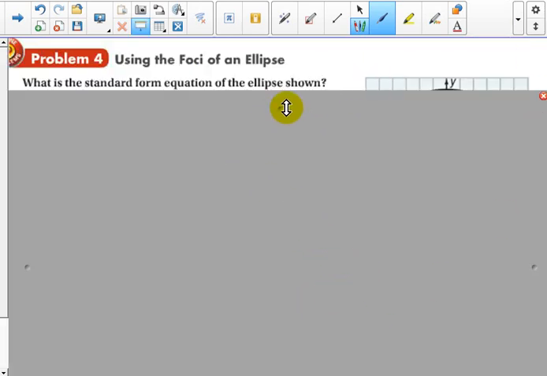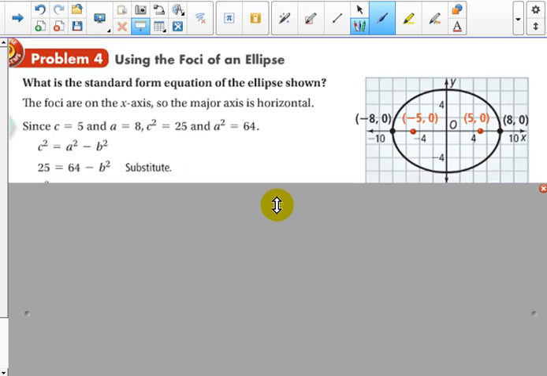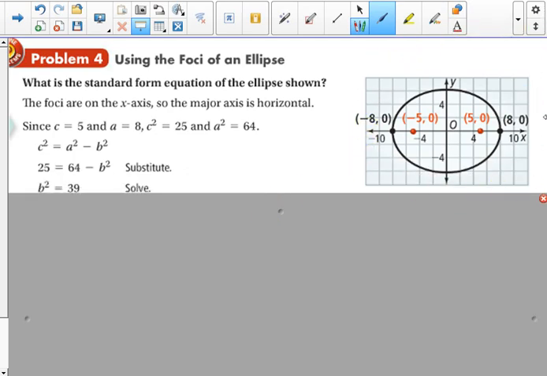Okay, so problem 4, and now we're on the back side of our paper. Problem 4 says, what is the standard form of an equation of the ellipse shown? And so here's the picture. Take a look at this, and we need to look that we've got foci here at negative 5, 0, and 5, 0. There's our focus points. And we know that this is a major axis because this one's longer than this one. So this is a horizontal ellipse. That means our major axis is horizontal.